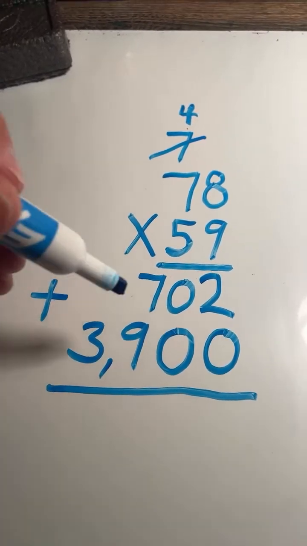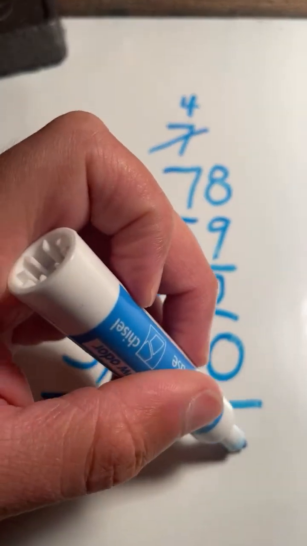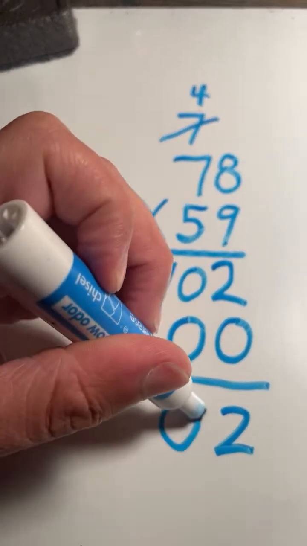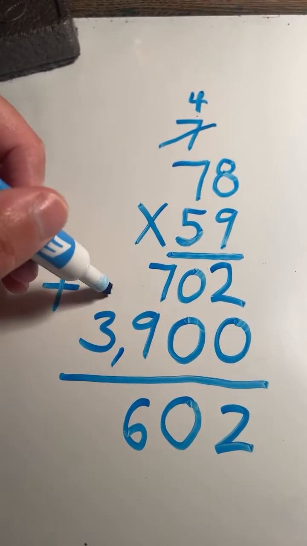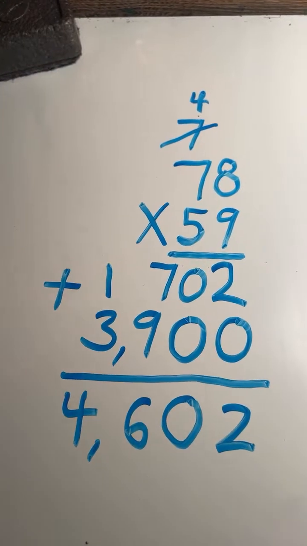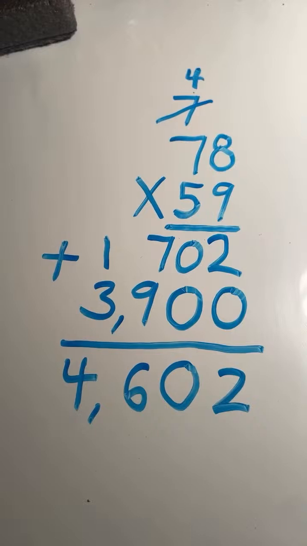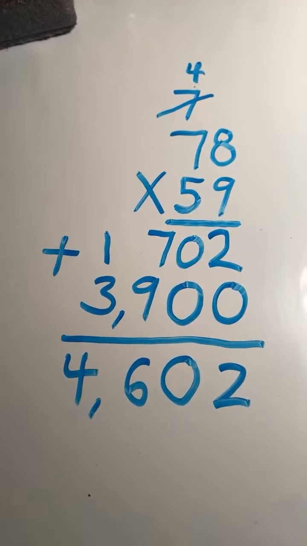So now we have to add these two numbers together to get our final answer. So 2 plus 0 equals 2. 0 plus 0 equals 0. 7 plus 9 equals 16. 6, carry the 1. 1 plus 3 equals 4. And we have our final answer. 78 times 59 equals 4,602.